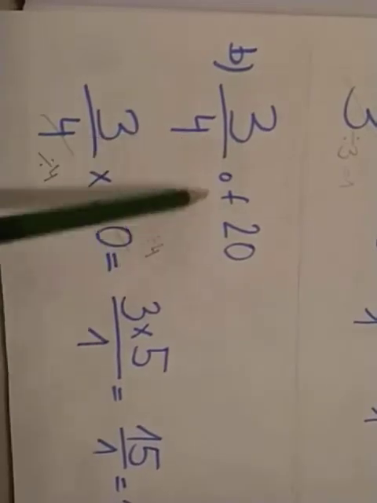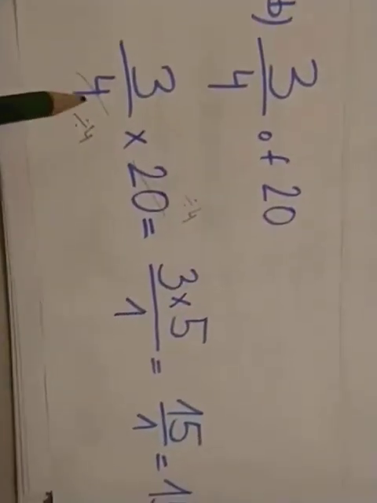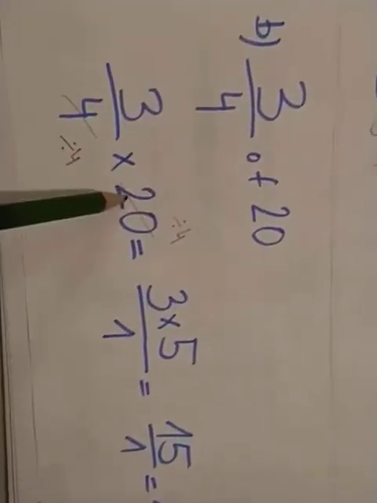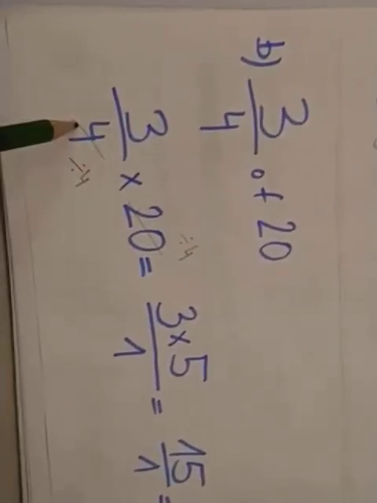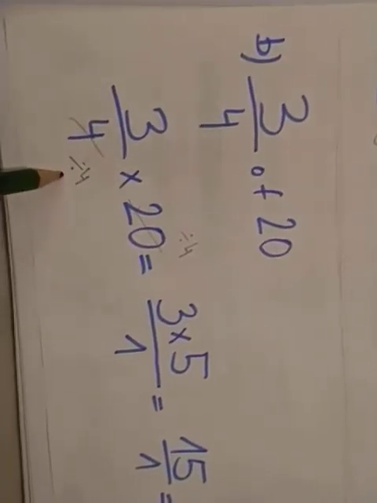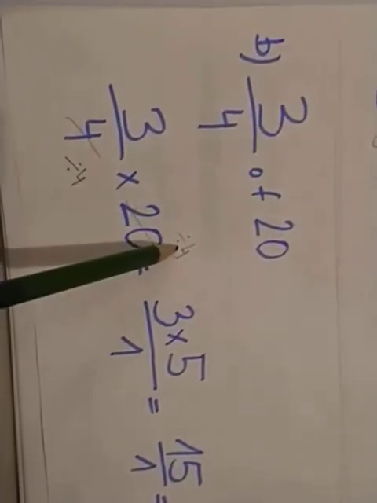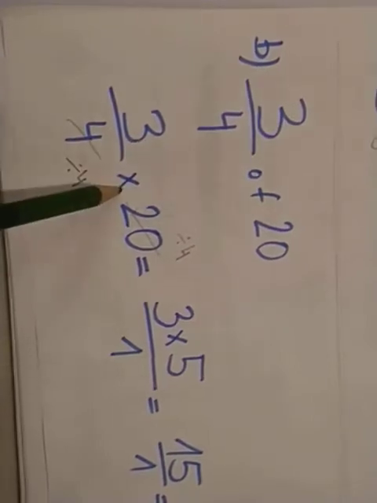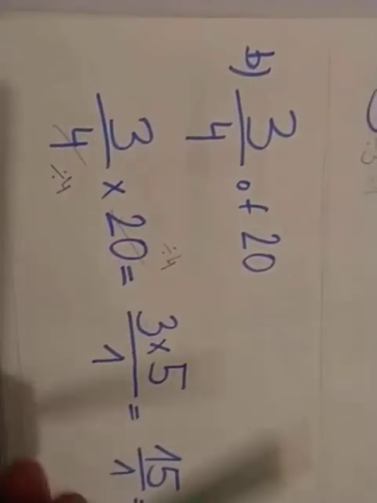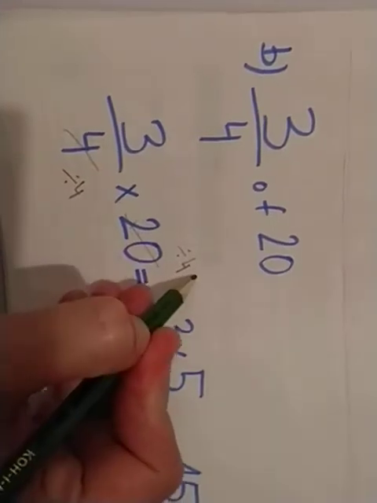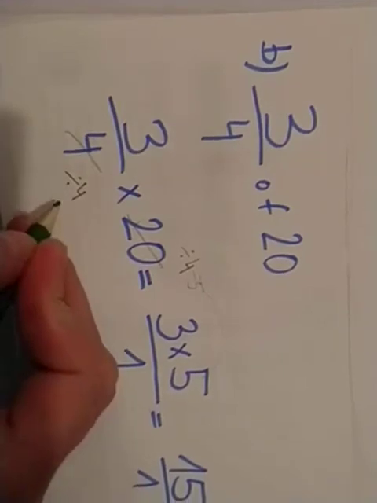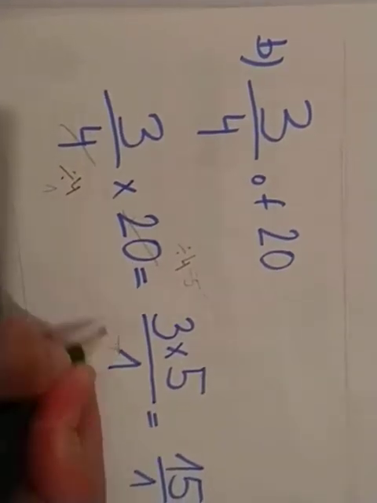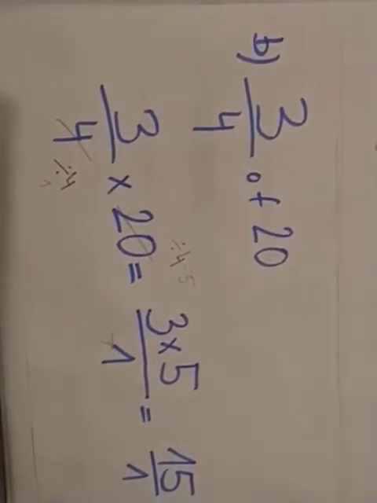B, how can I find what is 3/4 of 20? You do multiplication: 3/4 times 20. I can see that both numbers, 20 and 4, I can simplify. 4 divided by 4, 20 divided by 4. So what do I get? 3 times 5. Because here I divided 20 by 4, so I get 5. And here I got 1, because 4 divided by 4 is 1.